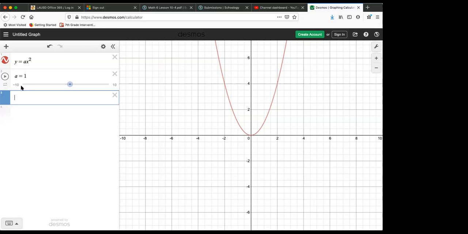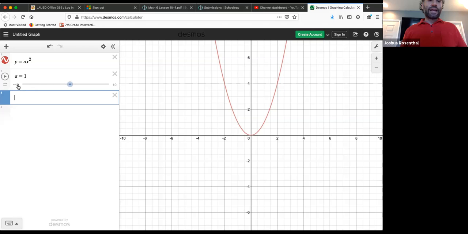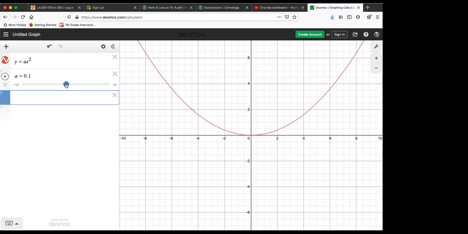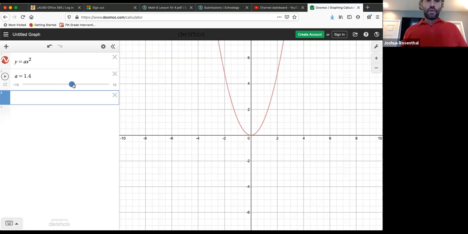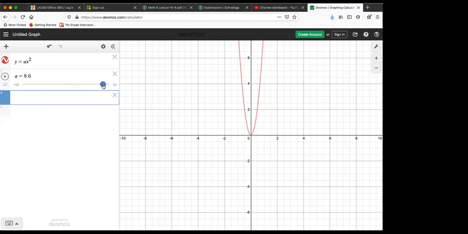And if you look, it'll allow me to go all the way to negative 10. But if I click it, it will allow me to change the range. It won't allow me to make a less than negative 10 unless I change it here. But I don't need to do that. Now, take the mouse, make a less than 1. What is it doing to the parabola? It flattened it out. Make it bigger than 1. So the larger the coefficient is, the tighter.